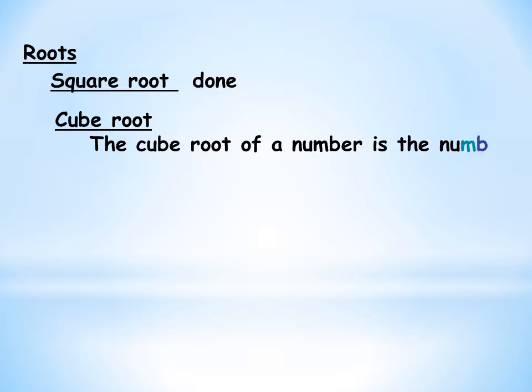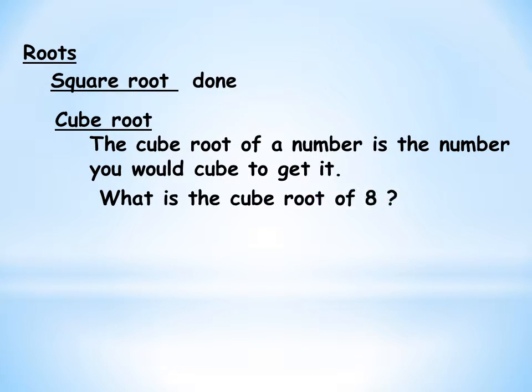All right, square roots we've already done. You know how to simplify a square root. Simplifying cube roots is very similar. The cube root of a number is the number you would get when you cube it. So, for instance, if I said, what is the cube root of 8? You would ask yourself, well, what number do I have to raise to the third power to get 8? And your answer would be 2.